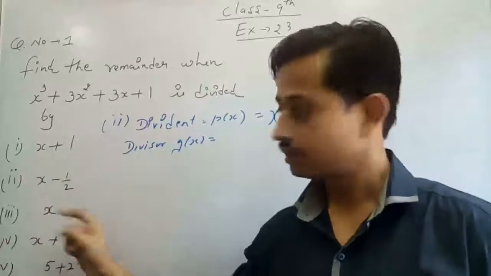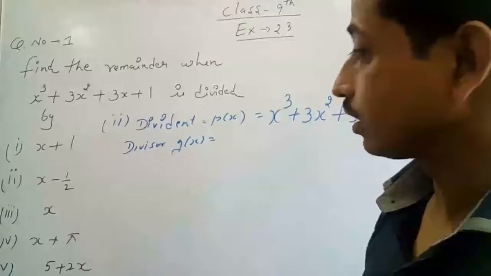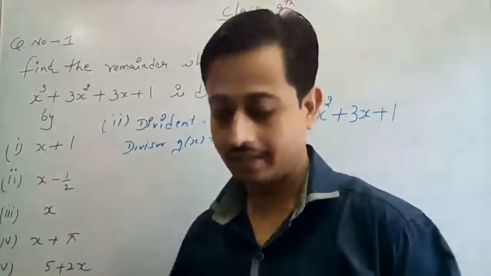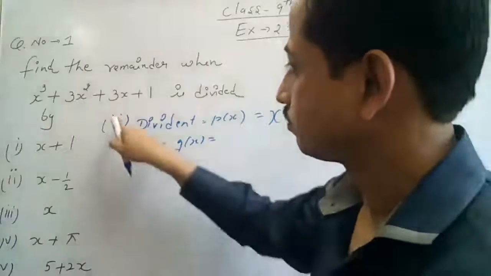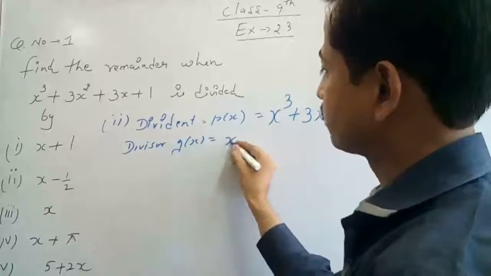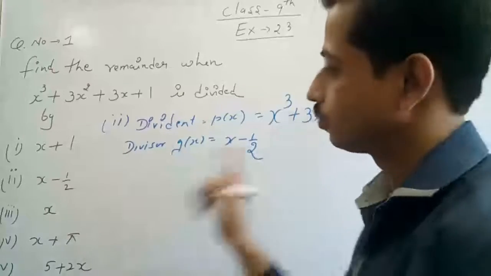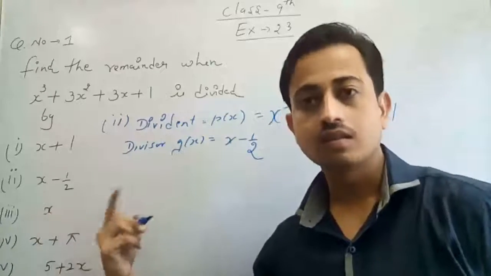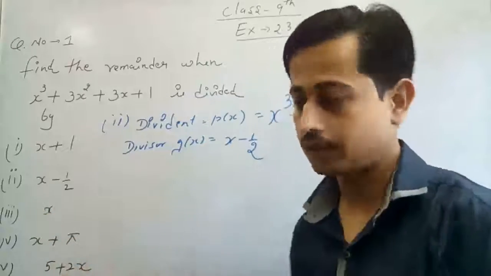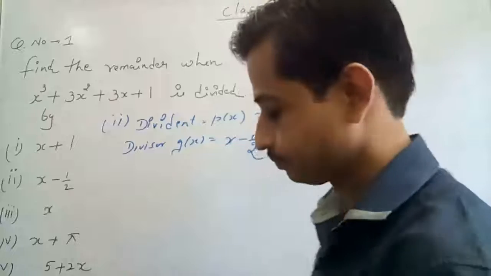So what's our third part? It means what we did, we already did our third part. Now we have to take the second part. Second part is what? Divisor polynomial is what? x minus 1 by 2, because we did the third part of the question. So this is your second part.